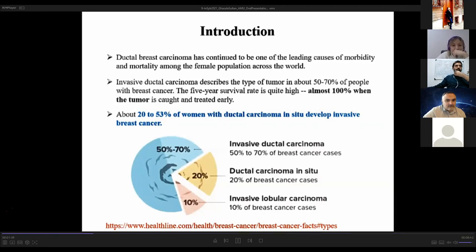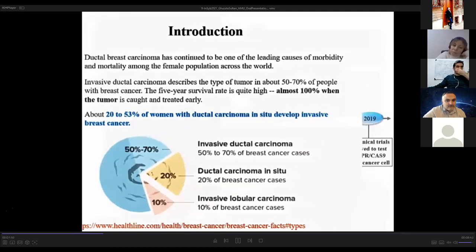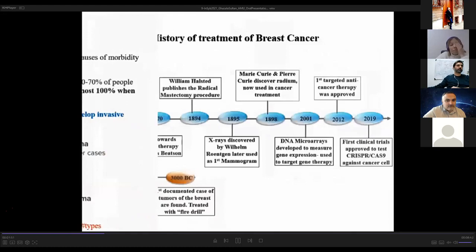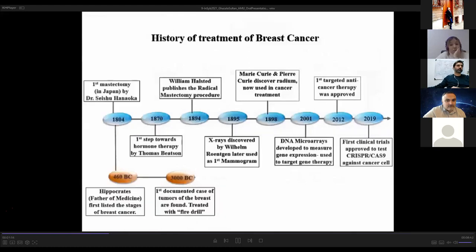And with respect to ductal carcinoma in situ and invasive ductal carcinoma samples, for further analysis of gene expression comparison and identification. Since 3000 BC, the first documented cases of tumor of the breast were found and treated with fire drills. Over time, various treatment methodologies, for example mastectomy, mammogram, and radium-based cancer treatments, have been developed. In recent years, the first clinical trials were approved to test CRISPR-Cas9 gene editing methodology against breast cancer cells.